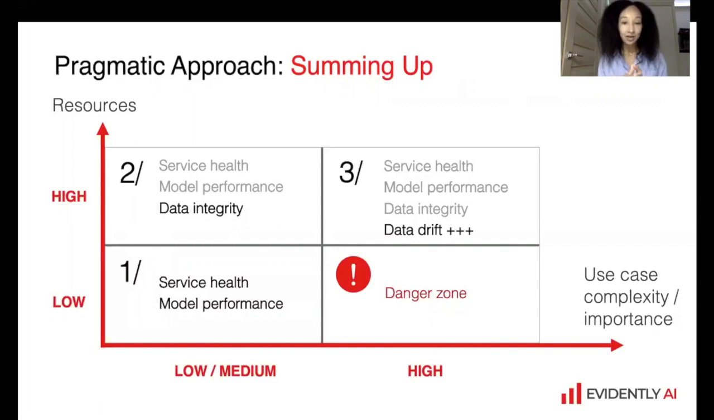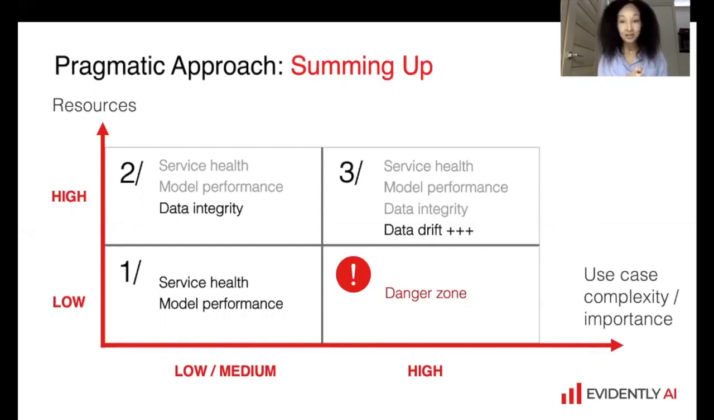And if you have a low or medium critical use case and your resources are limited, then I suggest you create the service health monitoring. This is absolutely recommended, because the service health is something you need to know, right? So it's not an optional thing. And I suggest you start monitoring the model performance. If you get at least a bit more resources, then I suggest you start measuring data integrity, because it will help you to save a lot of time for your data scientists and especially for your data engineering team.